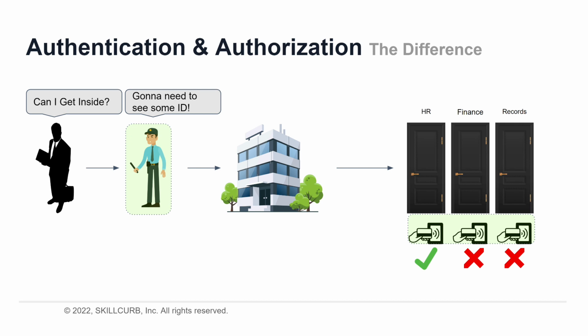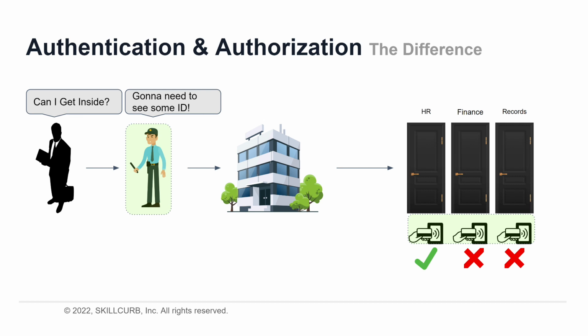When you get to the front door, there is a guard sitting there that has to confirm your identity before allowing you inside the building. After you show the guard your company ID card, he lets you into the building. This process is known as authentication, where the guard is confirming who you are before letting you into the building.